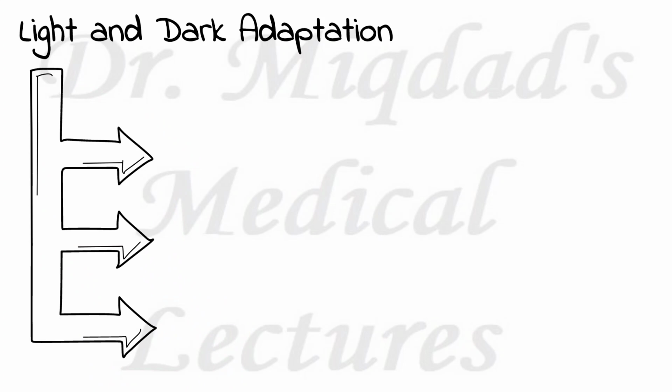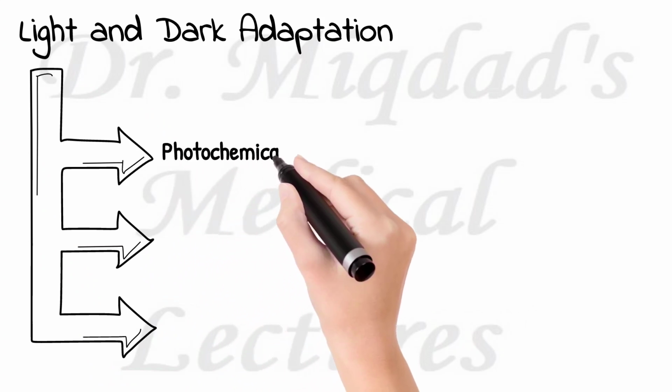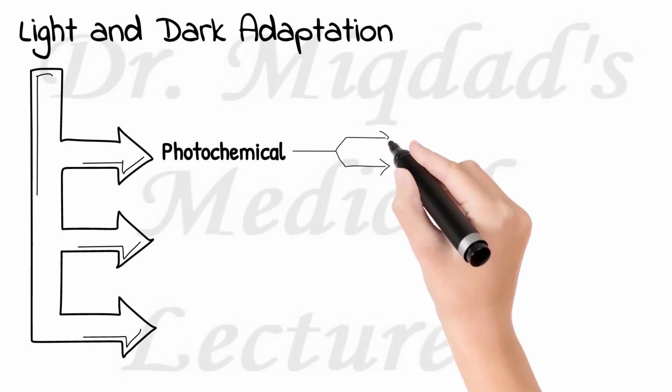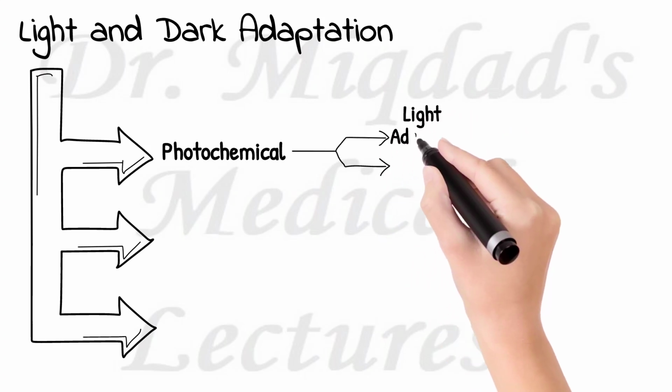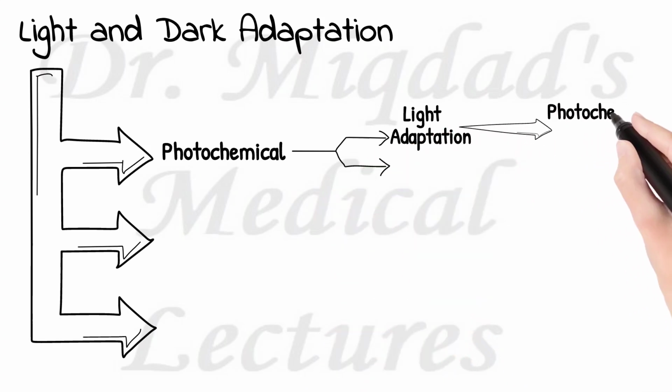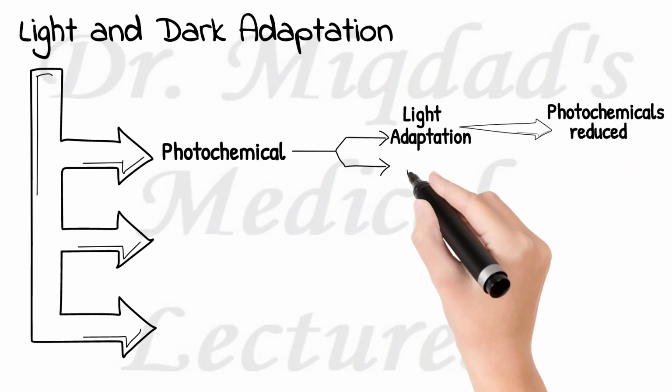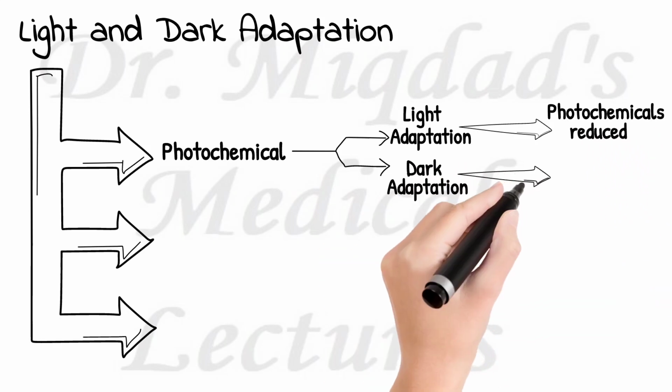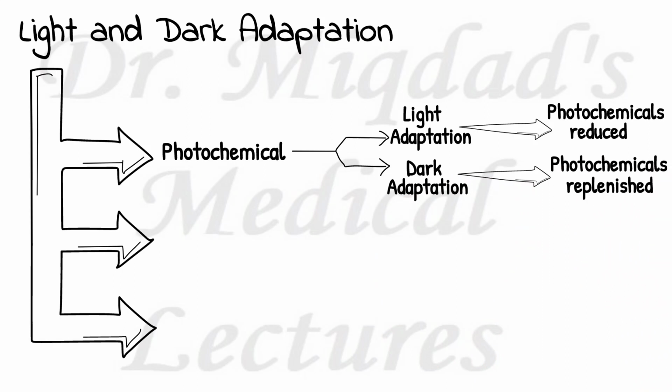First, the photochemical concentration decreases as it is broken down into retinal and opsins when exposed to bright light, thereby decreasing the sensitivity of the eye to light. Whereas in dark, the photochemicals are replenished, thereby increasing the sensitivity of the eye to light. The adaptation by the photochemical system is a slow process and takes minutes to hours. But this is the most effective adaptation process.